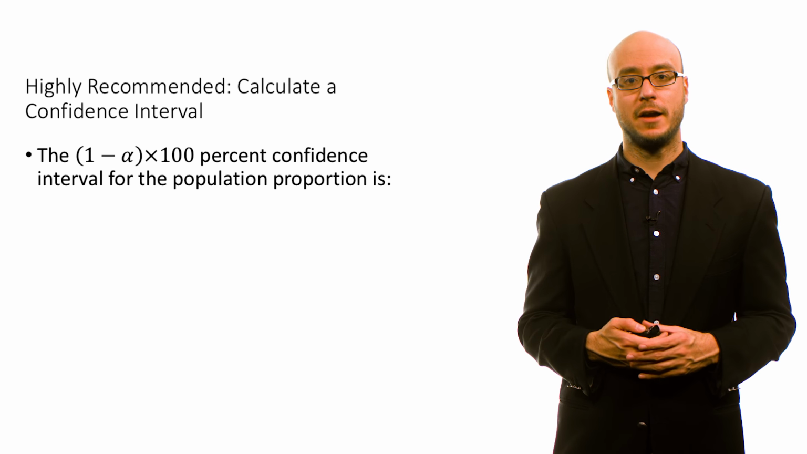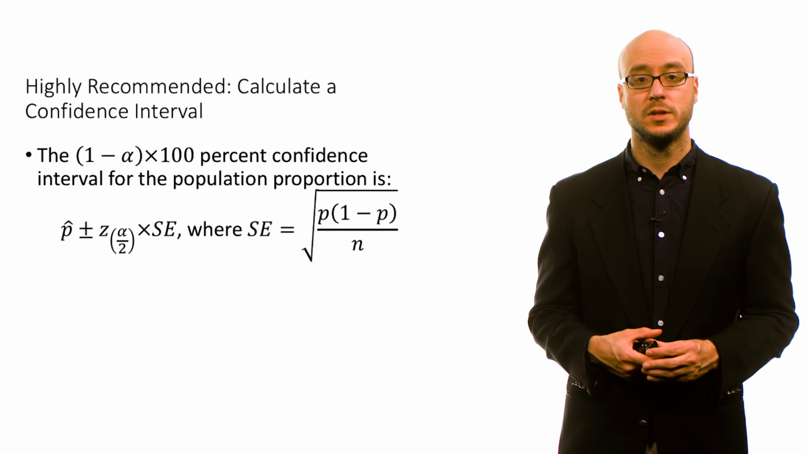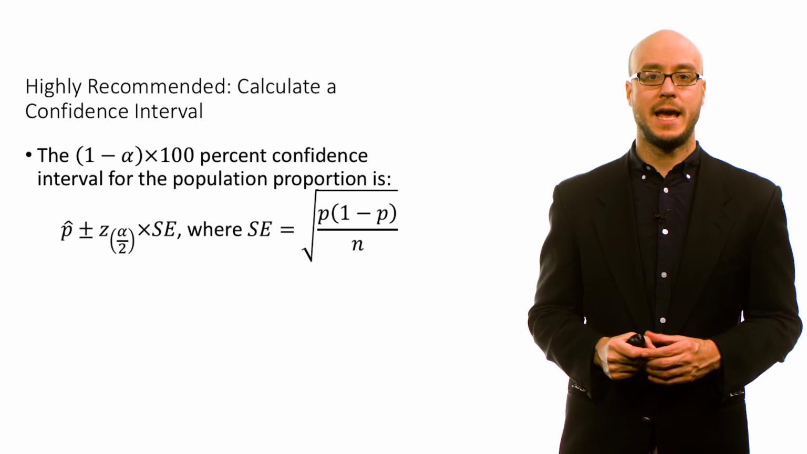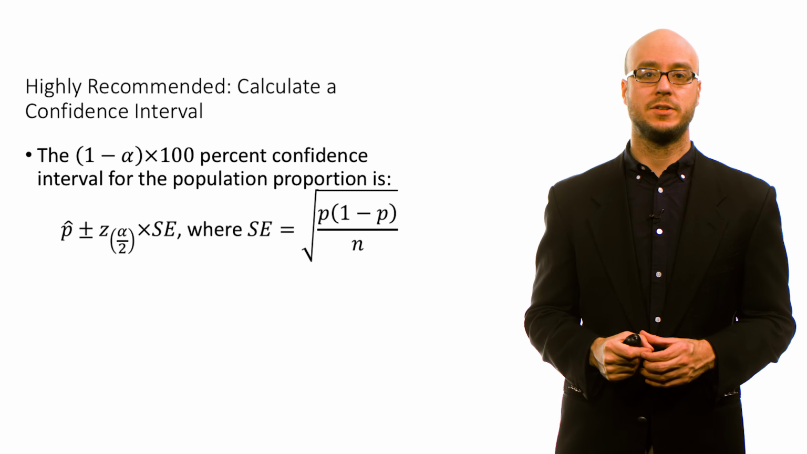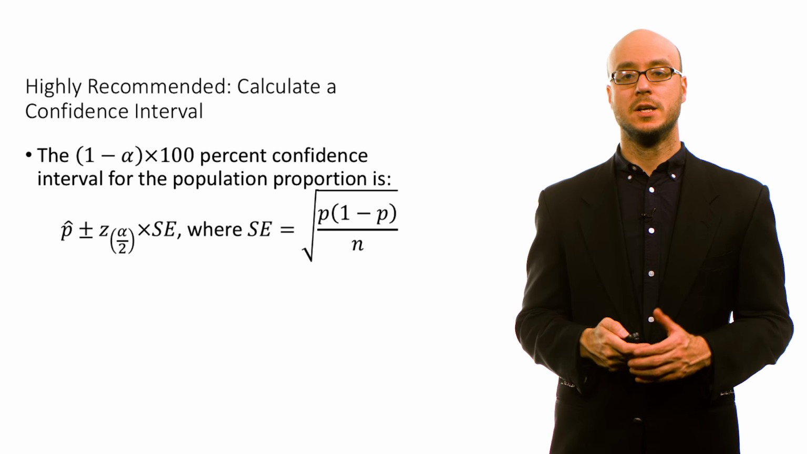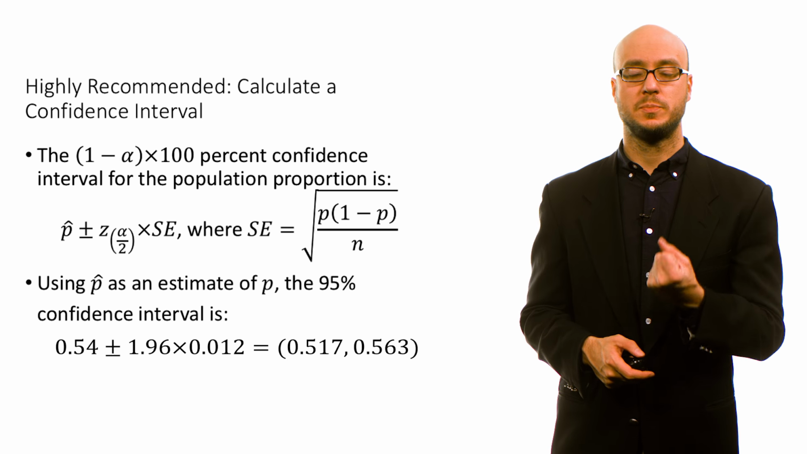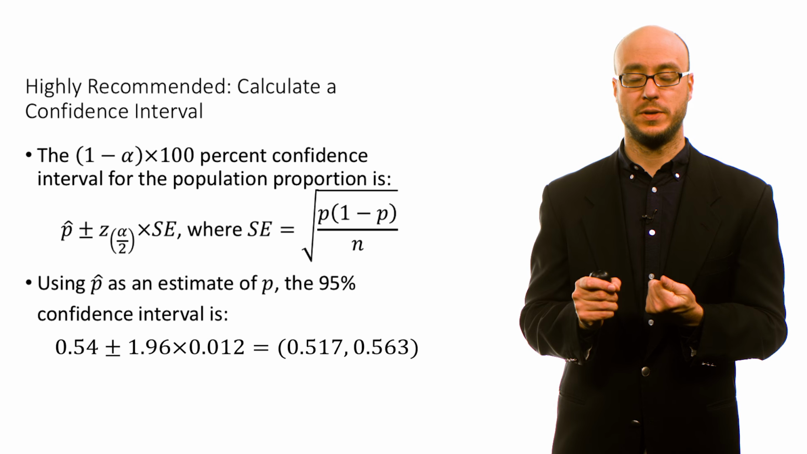And of course, let's calculate a 95% confidence interval. We take our point estimate, p hat, plus or minus z alpha divided by 2, times the standard error. For the standard error, we're going to use p hat as an estimate for p when we calculate a z interval. So we can conclude that we're 95% confident that the true population proportion lies in that interval.